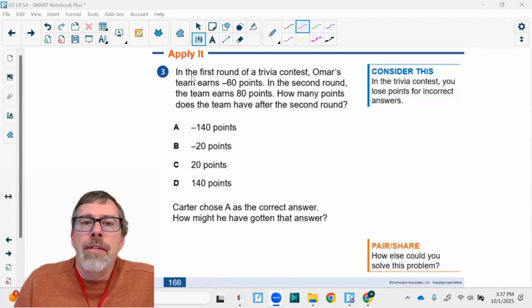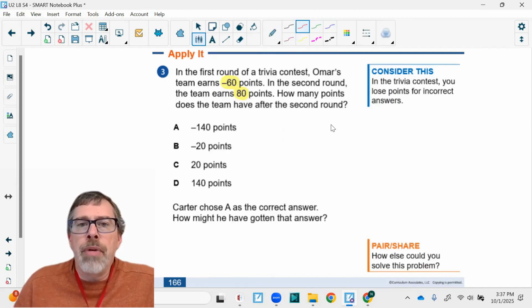Next question says, in the first round of a trivia contest, Omar's team earned negative 60 points. In the second round, the team earned 80 points. How many points does the team have after the second round? So our expression is going to be negative 60 plus 80.